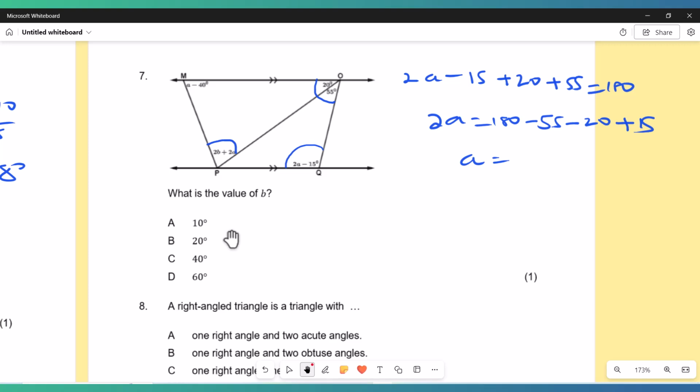Now our A is 60 degrees, but the question was asking for B, so we don't stop here. This is 2B plus 2A, but our A is 60 degrees. So we come back here and put in what we need now.